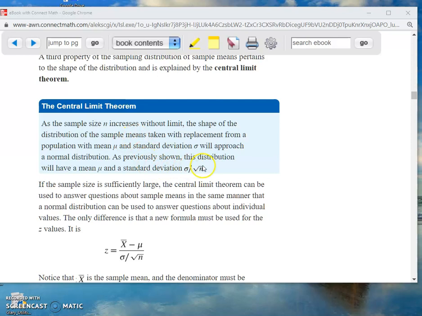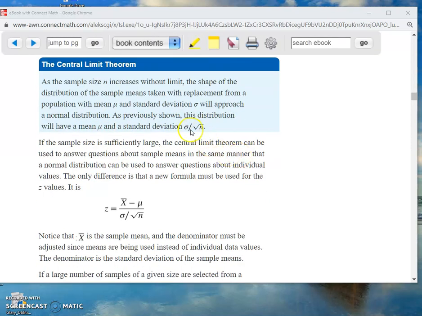And since it's a normal distribution, we always are concerned about what the mean is and what the standard deviation is. Well, here it is, just like we talked about previously: this normal distribution will have a mean of mu and a standard deviation of sigma divided by the square root of n. Remember that sigma is the sigma of the original population, and n is the sample size. Say you have a sample size of 100. The square root of 100 is 10, so sigma divided by 10 is going to be a smaller number. What it's saying is that the standard deviation for the normal distribution of the x-bars is more compact. It's narrower. And I think we have a picture coming up that's going to show that to us.